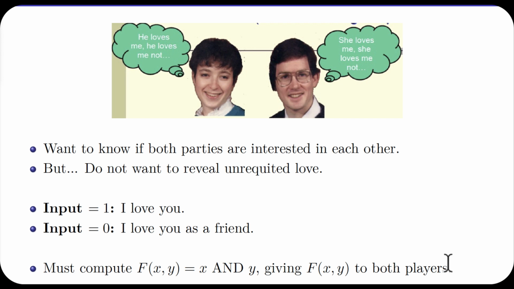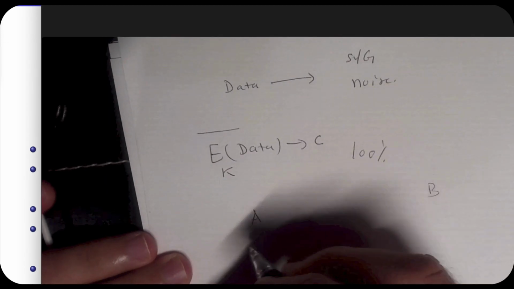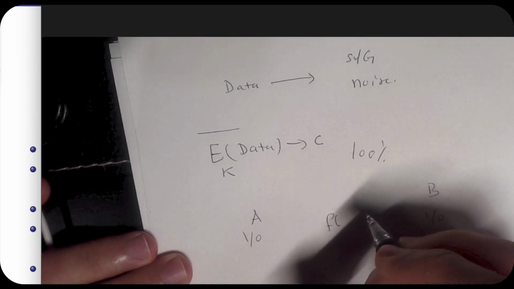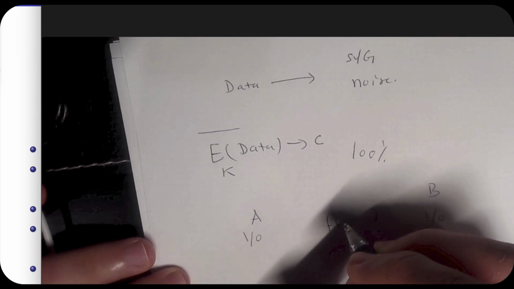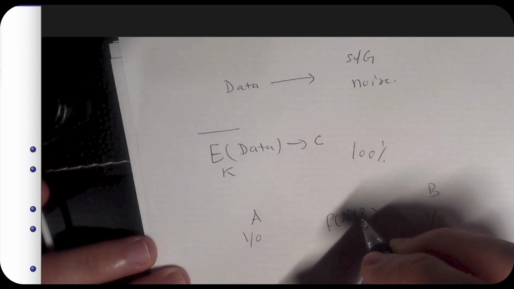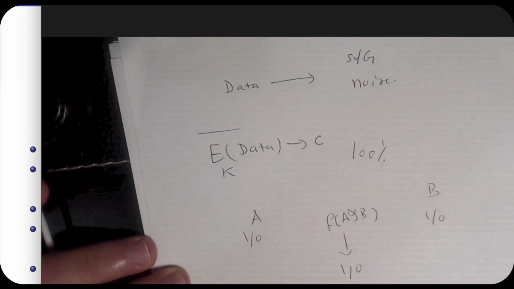So, in this case, the input is going to be either 0 or 1. Okay? Assume that we have Alice and Bob, and the inputs might be 1 and 0, and you have a function between them. The function can be whatever, applied to the input of A and the input of B, all right? And the result can be either 1 or 0, okay?